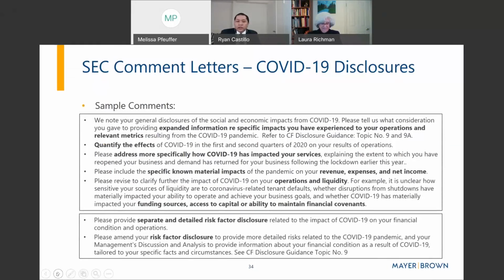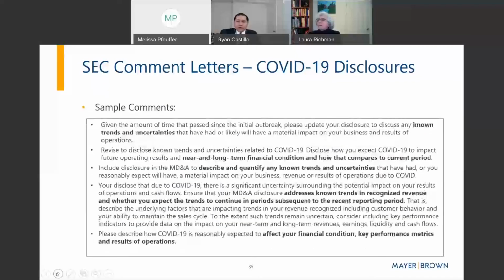So in box 1, the staff wanted expanded disclosures on the specific impacts of COVID on operations and metrics. They asked companies to quantify the effects of COVID on their results, funding sources, liquidity, and financial covenants. In box 2, they asked for separate and detailed COVID risk factors. On the next slide, the staff asked filers to discuss known trends and uncertainties that have had or will likely have a material impact on revenue, business KPIs, and results. So those are samples of the SEC comments on COVID-19 disclosures in general.